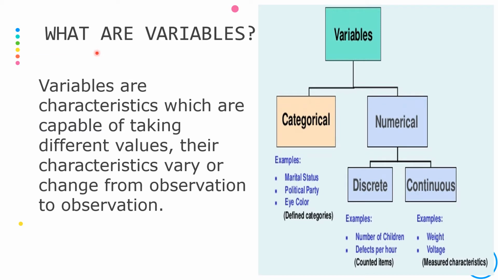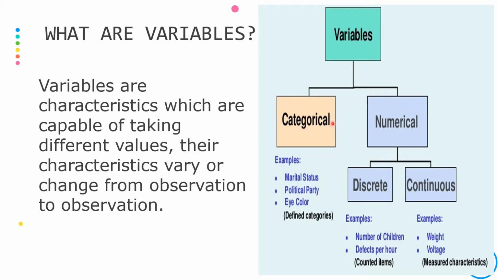When we are studying statistics, we come across this term variables a lot. So we need to know what variables are. The word variable comes from the word vary, V-A-R-Y, which means change. So what are variables? Variables are characteristics which are capable of taking different values. So the values can change. Their characteristics vary or change from observation to observation.